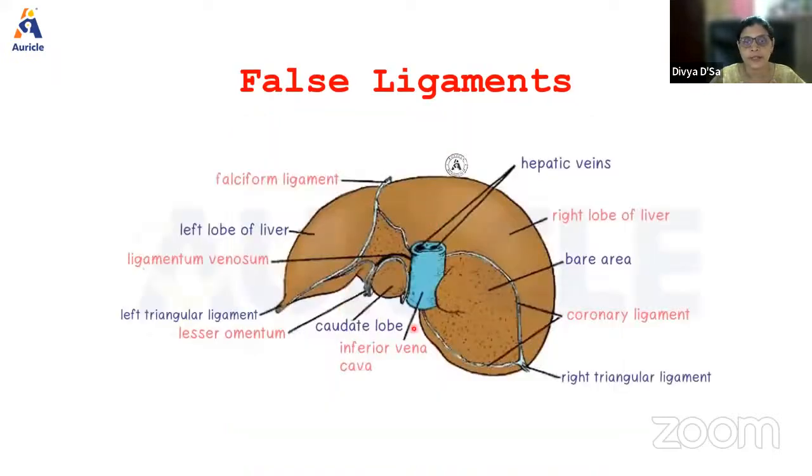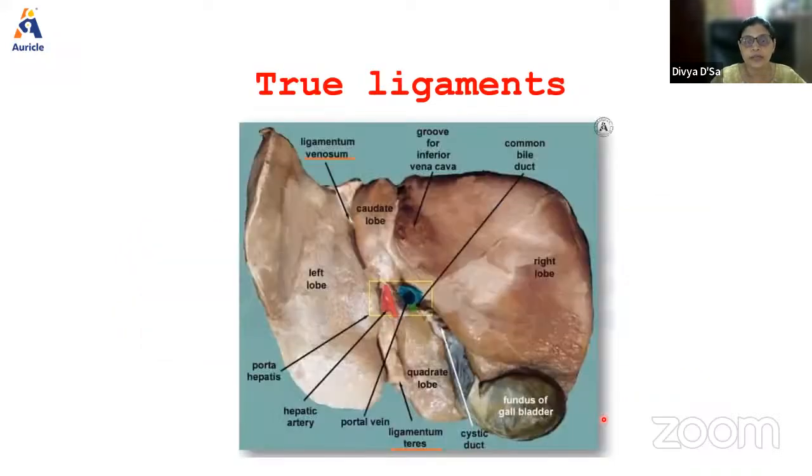Here also you can see the coronary ligament, superior and inferior, enclosing the bare area of the liver. The true ligaments include the ligamentum venosum and the ligamentum teres hepatis. The ligamentum venosum represents the ductus venosus in fetal life, and the ligamentum teres hepatis represents the left umbilical vein. So these are the things which you should know.